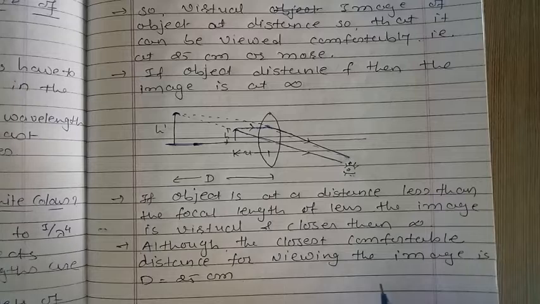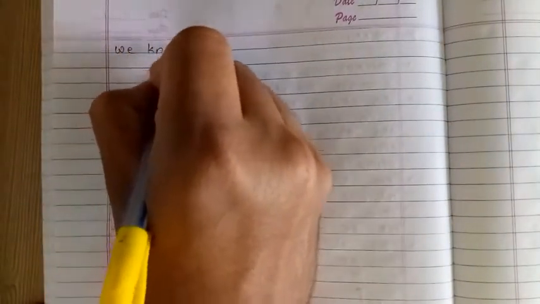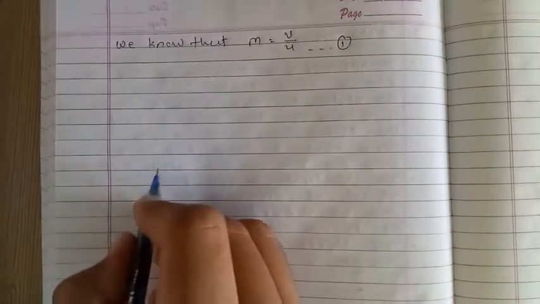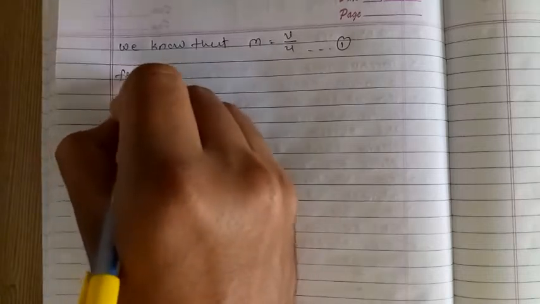we have to use the lens formula, right? So first of all, we know that magnification m is equal to v by u. So m is equal to v by u, our equation number 1. Now we have to derive the equation of magnification for the simple microscope, right? So we know the lens formula.